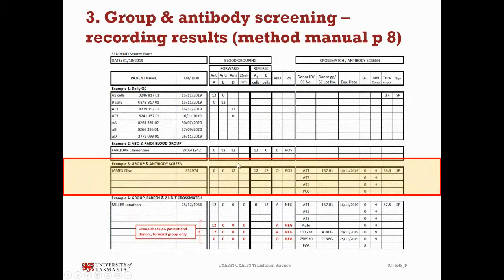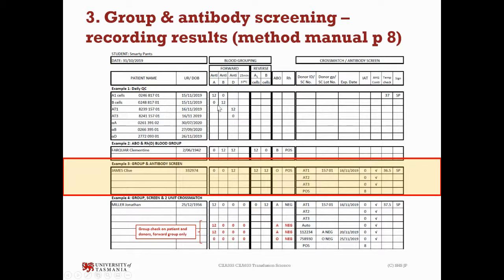This is how you set up an antibody screen on your worksheet. You make sure that the patient's name is here, and the unit record number or date of birth is there. You can then do your ABO and RhD grouping, and then you put your AT1, AT2, AT3, which are your three screening cells, and then your positive control. Also, with every screen that you do, you put the lot number of the screening cells that you use and the date of expiry.